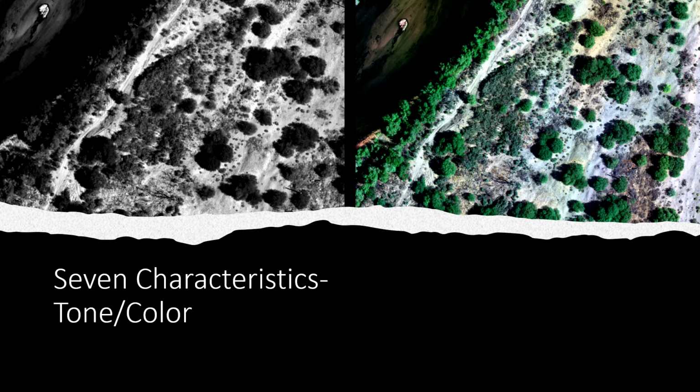So now we'll walk through each of those 7 characteristics of aerial imagery and discuss how we can use each characteristic to extract information or interpret that imagery.